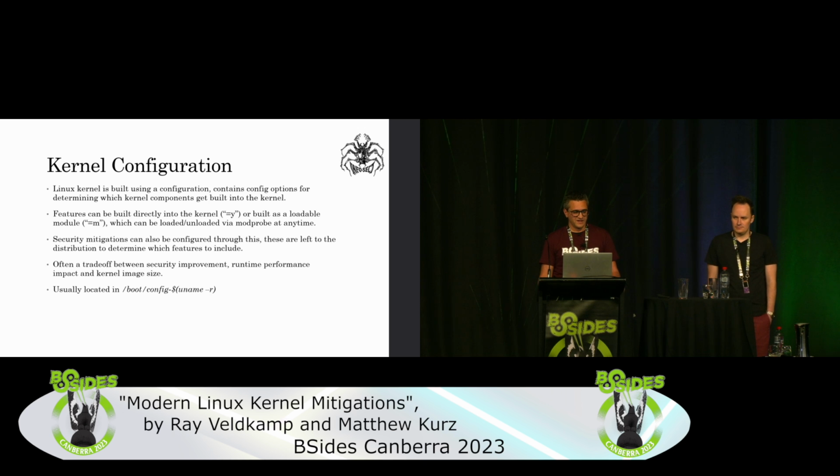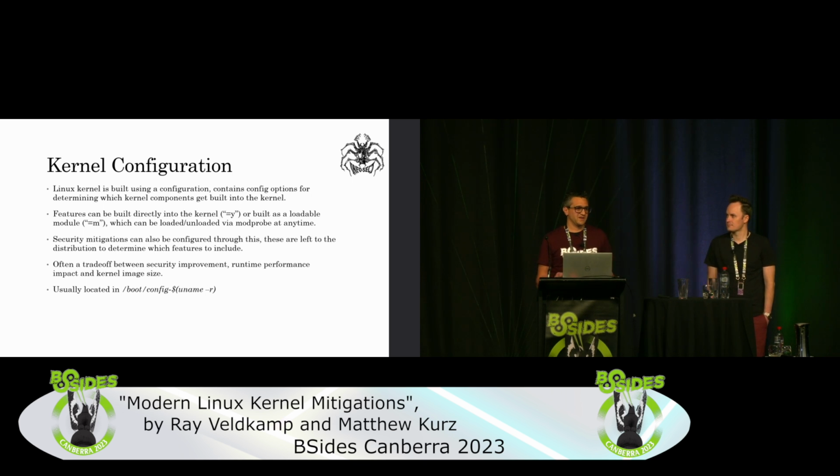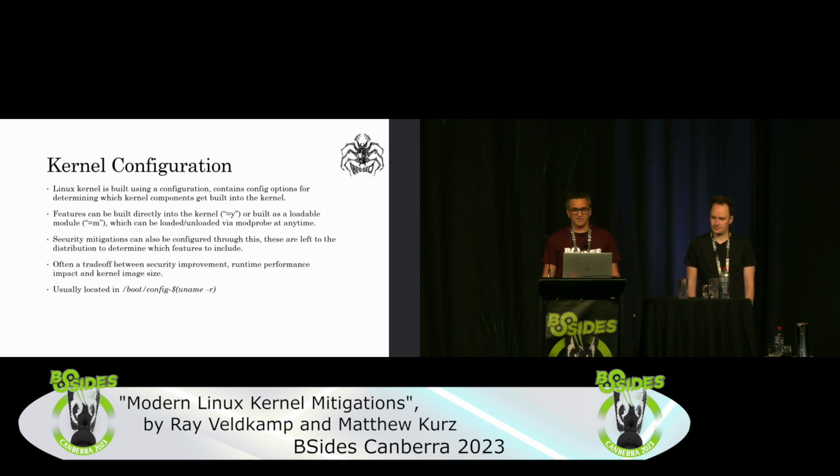When a distribution is releasing their OS, they'll often weigh up a trade-off between the improvement that a security mitigation offers, but also against the runtime performance hit. There might be a really good security mitigation, but if it slows down the OS a lot, they get a lot of pushback from the community. So they really need to decide what gets turned on and what doesn't.